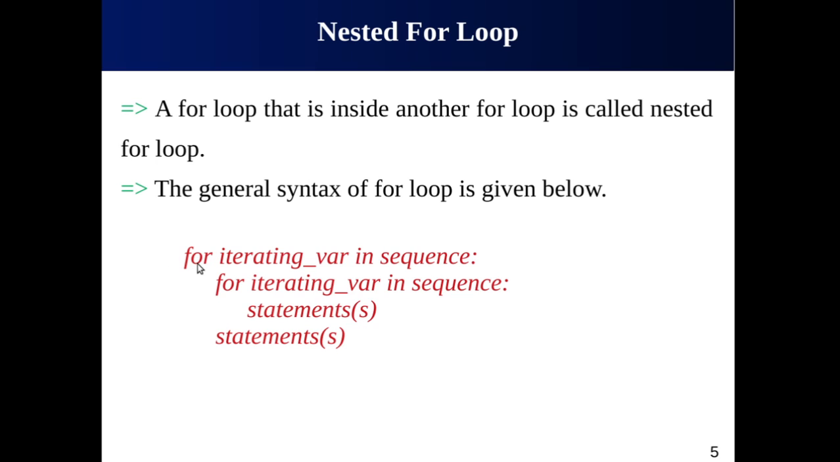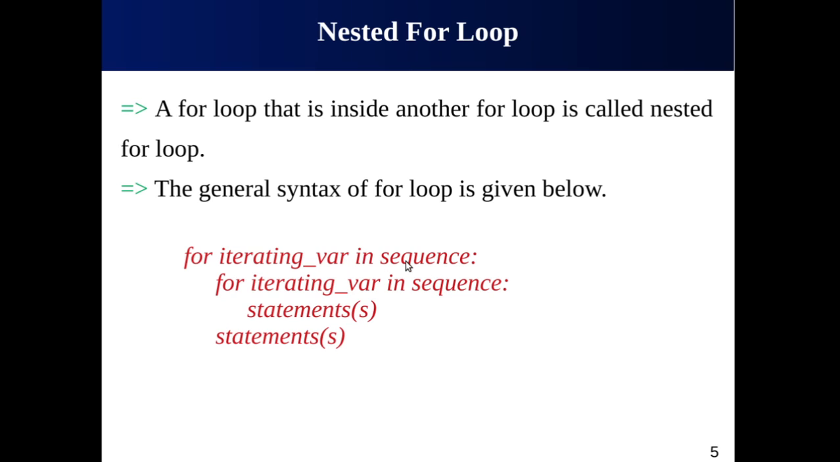The first for loop that we encounter in this program is an example of the outer loop, while the second for loop that we encounter here is an example of the inner for loop. And this is followed by a single statement or a group of statements. So here is the syntax. We have to write the keyword for, and then it is followed by a loop variable, which in this case is the iterating variable.